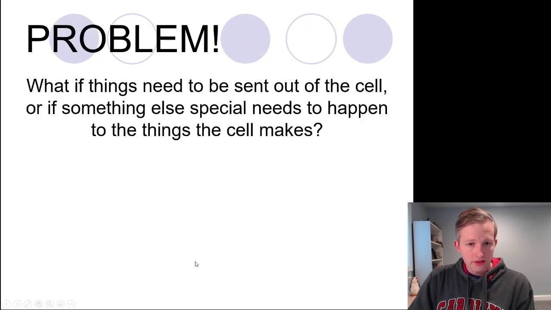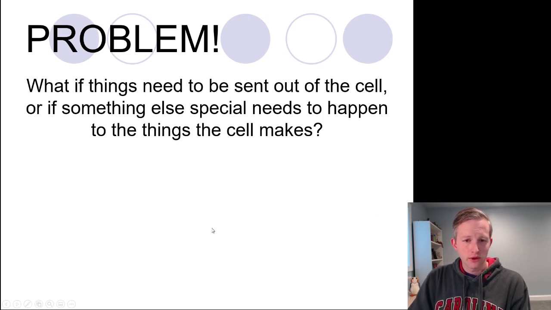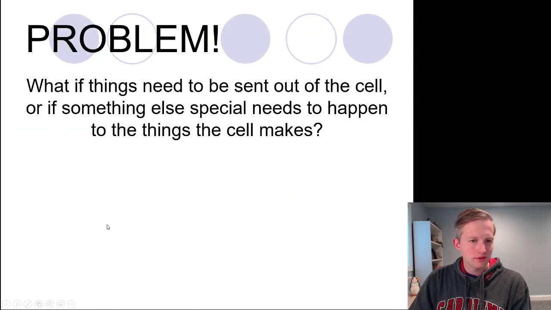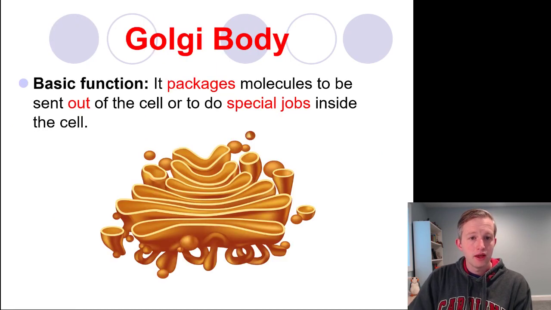So if things need to be sent out of the cell, or if we need something special to happen to them, then what's going on? Because we've got this network of tubes, the endoplasmic reticulum, but sometimes a little bit more complicated things need to happen. And that's where the Golgi body, or the Golgi apparatus, comes into play. And what its job is to do is to package molecules that are going to be sent out of the cell, or things that need to do special jobs inside of the cell. It's actually made out of the same kind of membrane as the cell membrane, as the membrane around the nucleus, the membrane that separates the endoplasmic reticulum. It's all kind of made out of the same phospholipid stuff.